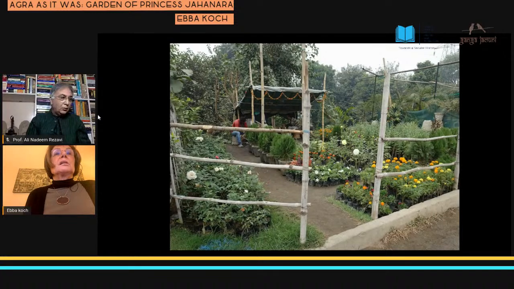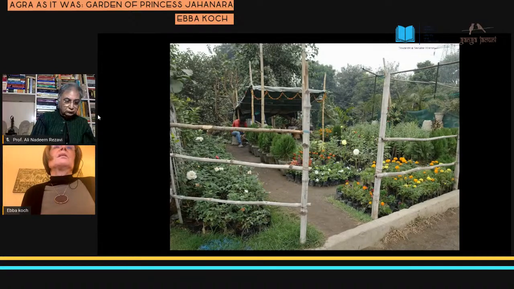Already more residential colonies have started to come up in the garden, and sadly the southwest corner tower serves as a latrine. My entreaties to the Archaeological Survey of India and to the Ministry of Culture to make the garden a protected monument remained so far without success, and the documentation which I presented here provides at least a record of what remained of the garden of Shah Jahan's queen Mumtaz Mahal and her daughter Princess Jahanara in the first two decades of the 21st century. Thank you.